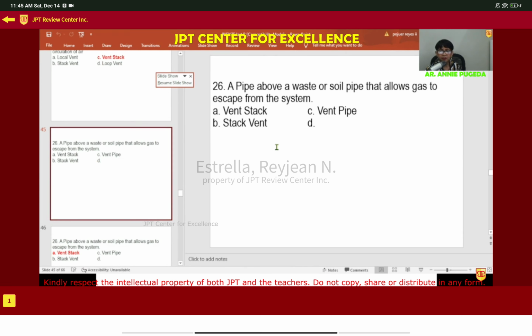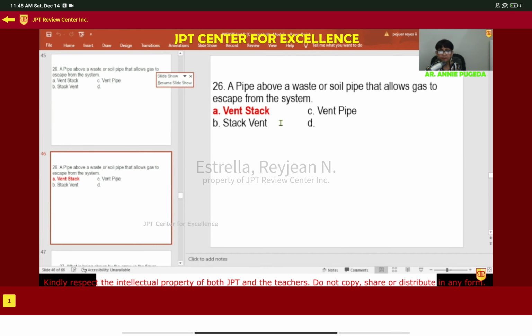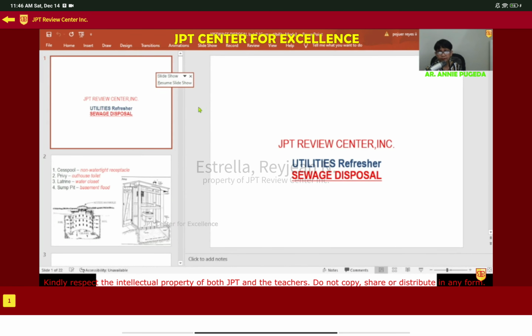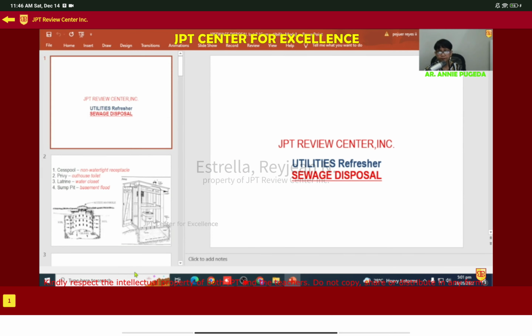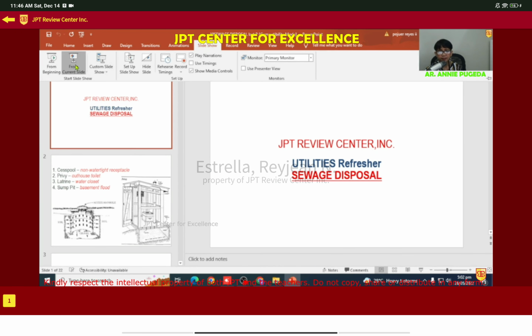This one? A pipe above a waste or soil pipe allow gas. Okay, vent stack. Vent stack is the answer. Trust me on that. Hindi po yan stock vent. Gas ang binigyan nila ng priority dyan. Sewage disposal. Ang susunod natin.